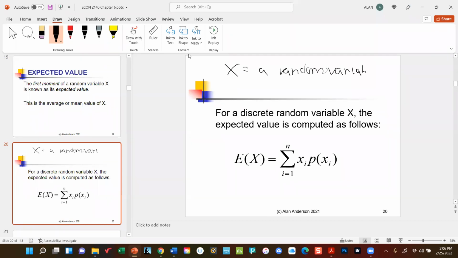The lowercase x is a single possible value of capital X. Okay, so in other words, we have to be careful about this. This is a single value of the random variable, one of the possibilities. This is its probability.